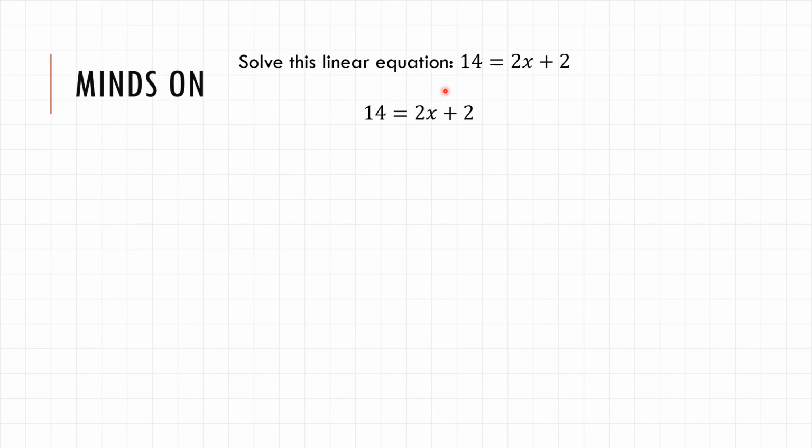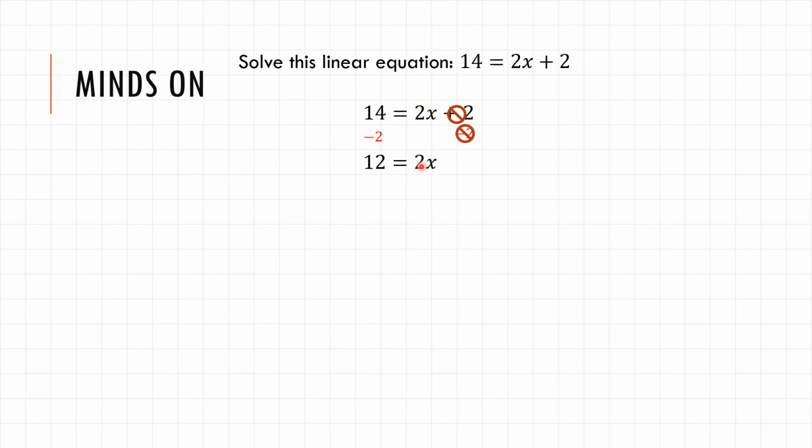It's being multiplied by 2 and then adding 2 to get 14. So let's work backwards. The last thing we did was add 2, so I'm going to subtract 2. And that will cancel it out. And then I have to do the same thing to the other side. So this was the operation I was targeting, adding 2. I did the opposite operation, and then what I did to one side, I did to the other side. And I end up with 12 equals 2x. 14 minus 2 is 12.